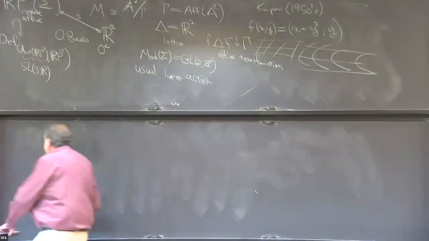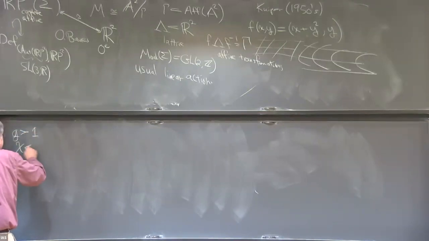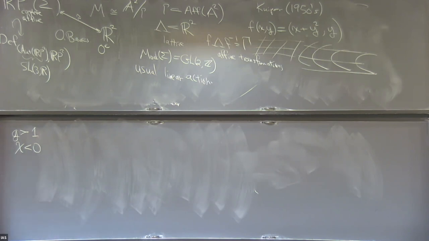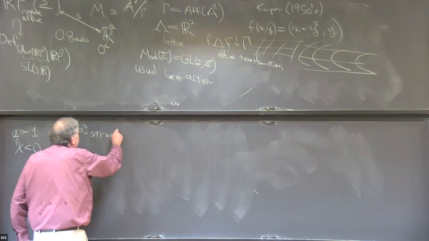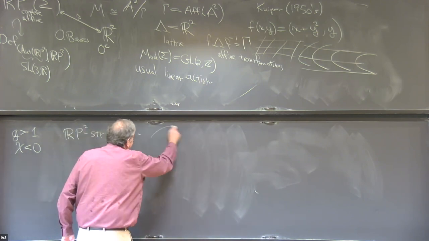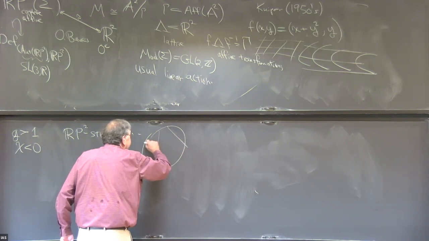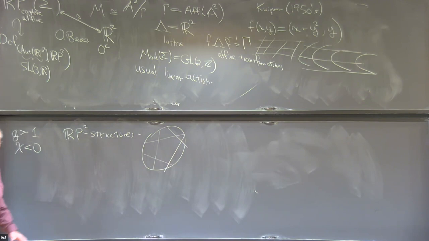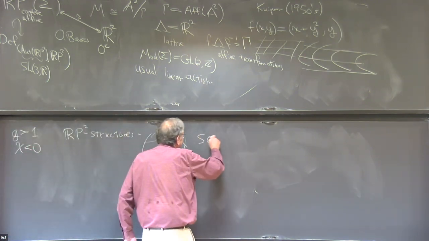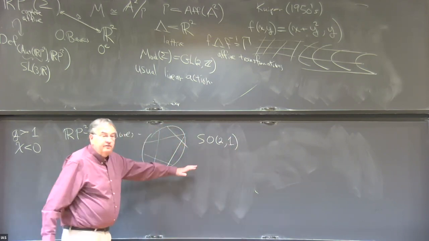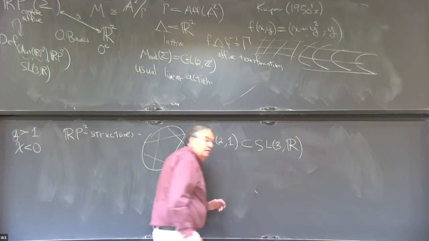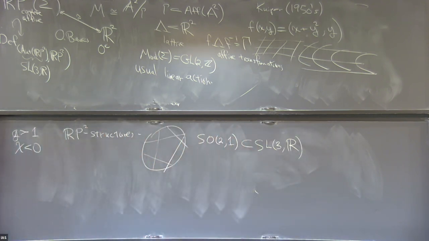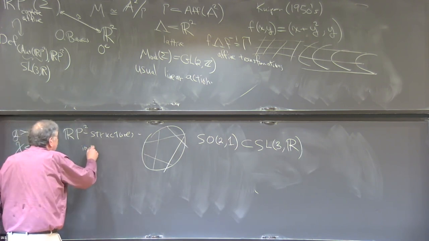So now let's go into the case where genus G is greater than one, or negative. I was interested in this for a long time, and I started trying to draw pictures of structures. So these are now RP2 structures. And as mentioned before, these things include hyperbolic structures. The Klein-Beltrami model. So here we have the subgroup SO(2,1), which is the group of isometries of the hyperbolic plane. And that's sitting inside SL3R, which is the group of projective automorphisms of RP2. So this includes structures.